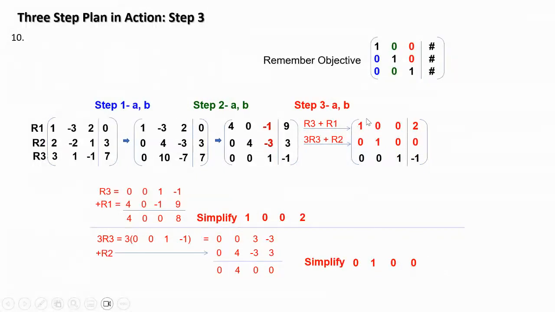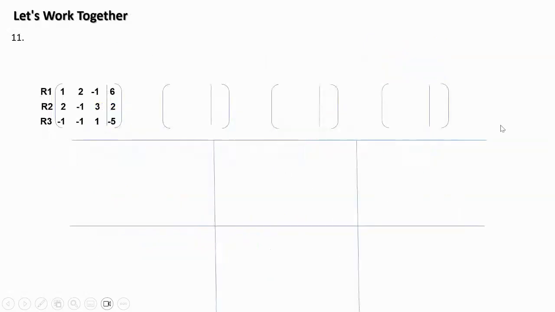You notice we completed, right, because all these must be 1s and the rest are zeros, so that is my result. The solution: x equals 2, y equals 0, and z equals -1. That's the three-step plan in action. Okay? Now, let's do one together.